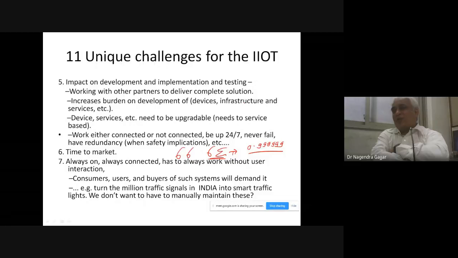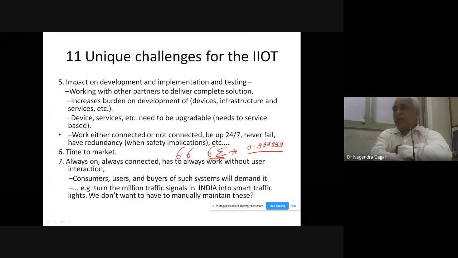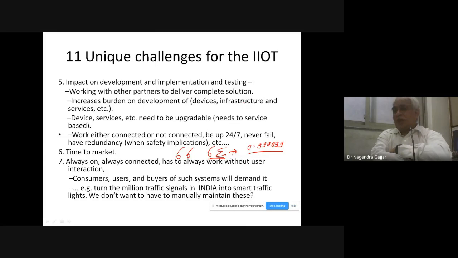In layman's language, if I want to say that out of 1 million hours, I may be down by 1 hour only, right? So out of 1 million hours, being down by 1 hour is a big quality of service that you are guaranteed, right? So the consumers, users, the buyers of such systems will demand such quality of your product. A simple example: you are purchasing internet service, and your broadband service is down daily for 1 hour. Then you won't renew that service, or you will discontinue and hire another ISP, right?